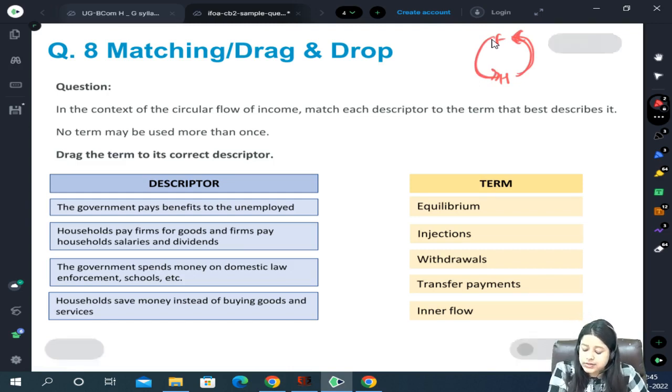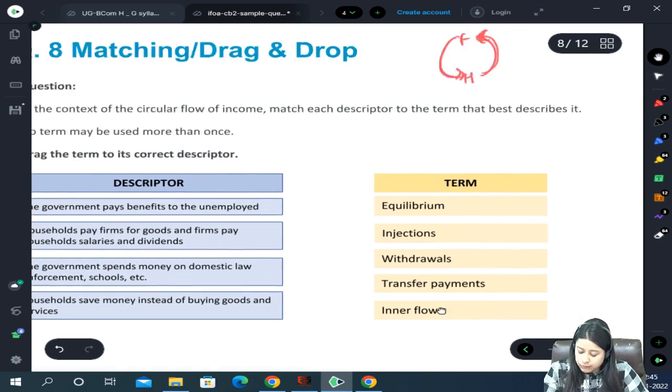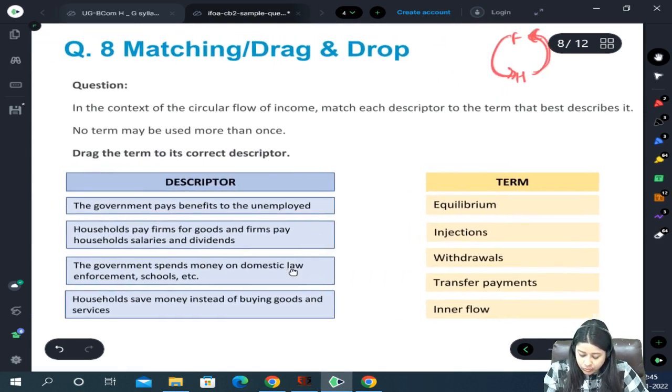ठीक है, तो वो पूरा. So this is the inner flow. So kind of inner flow लग रहा है मुझे. What do you think? Transfer payments, withdrawal, ये सब तो कुछ नहीं बचा. ये चार तो बचा ही नहीं. All these four options are nowhere here. Vishaka is also saying inner flow. So can we drop this? Drag and drop.